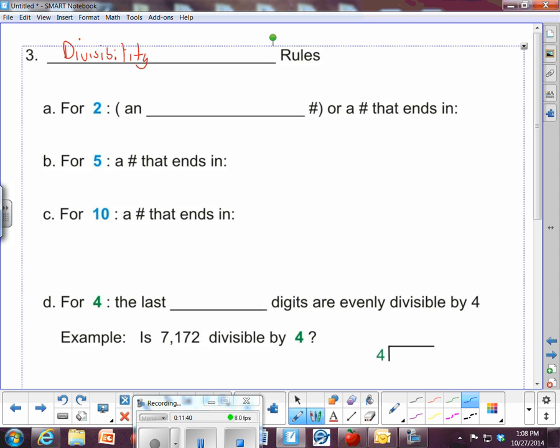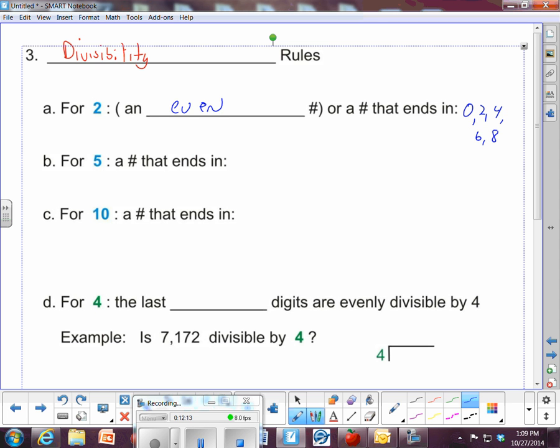All right, the first 3 are very simplistic. For 2, how do you know if a number is divisible by 2? Well, first off, if it's an even number, it's divisible by 2. Or if it ends in what? Hopefully you say 0, 2, 4, 6, or 8. I'm not going to do any examples. It's real simplistic. If a number is divisible by 2, is it even? Meaning, does it end in 0, 2, 4, 6, or 8? Pretty simplistic.